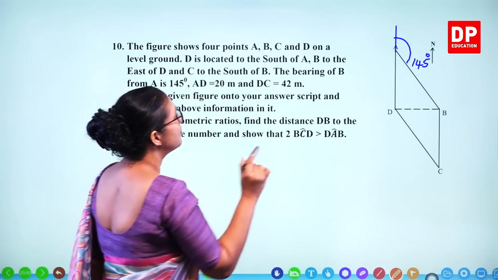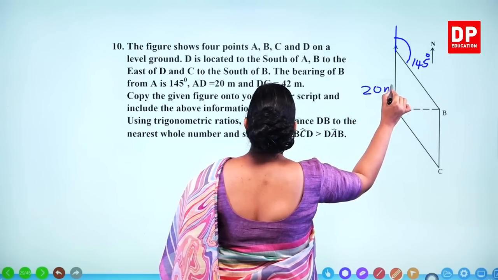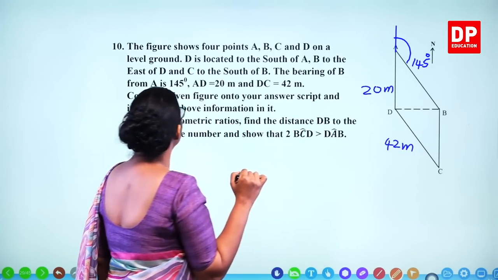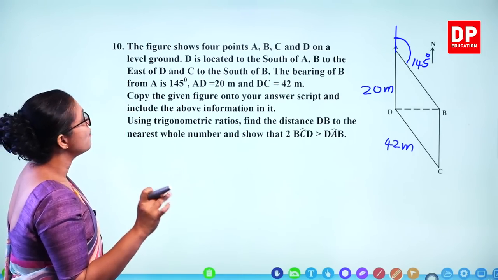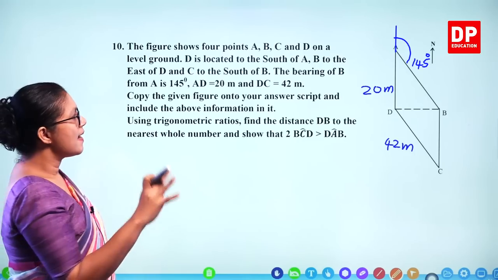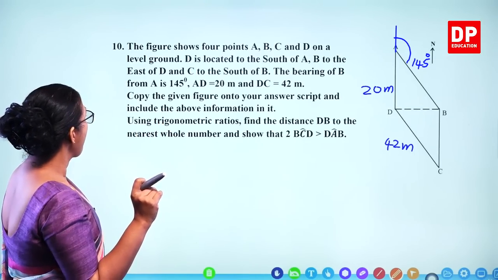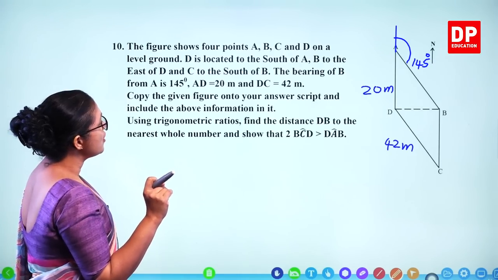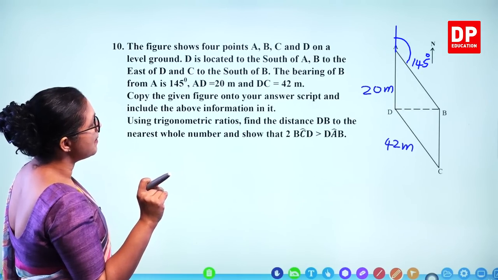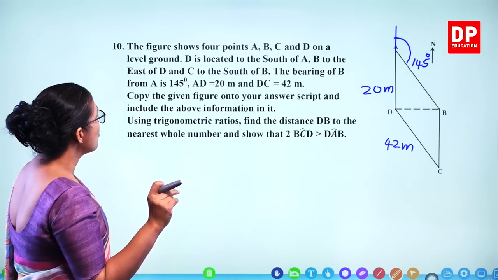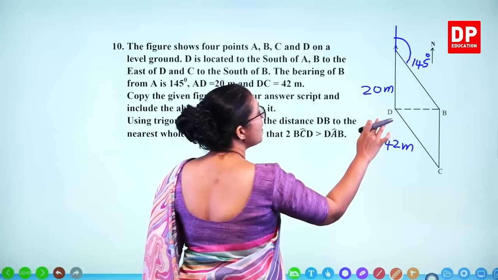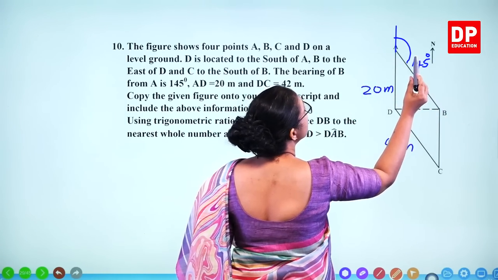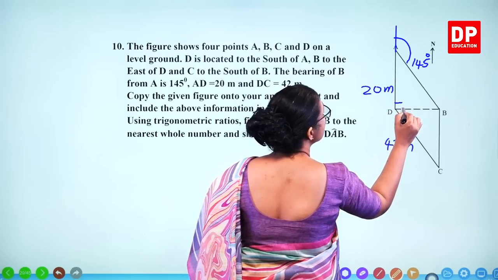AD is 20, that's 20 meters. DC is 42 meters, given. So you have to draw this again and mark this information. Then, using trigonometric ratios, find the distance DB to the nearest whole number. Now here, this is north. And this one we have to take. This one is 90 degrees.